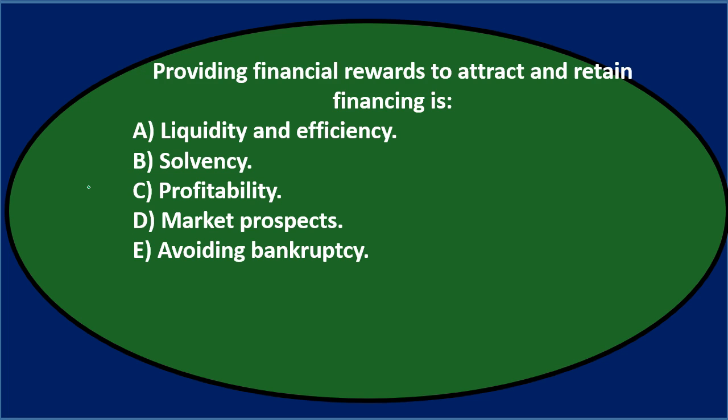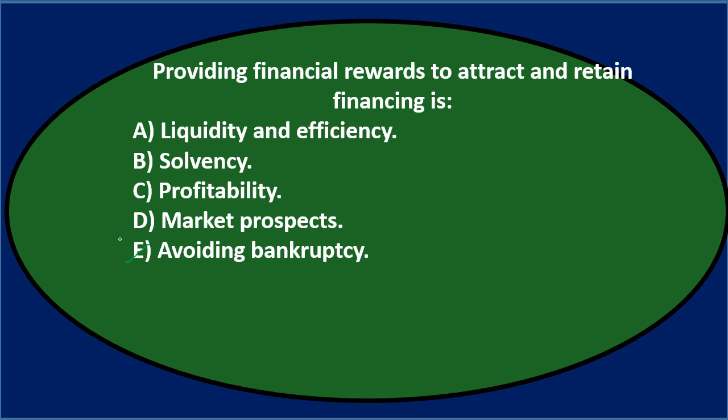Next question. Providing financial rewards to attract and retain financing is either A, liquidity and efficiency, B, solvency, C, profitability, D, market prospects, and E, avoiding bankruptcy. Once again, we have our four scenarios or four groups of ratio analysis, four goals for the ratio analysis. The one that's not there is avoiding bankruptcy, so we can safely remove that one and then go through our consideration of the other three.